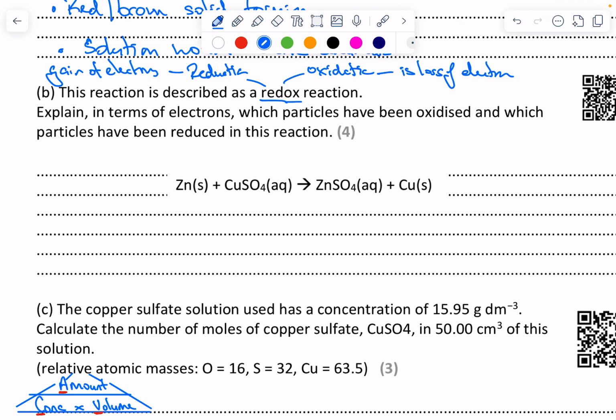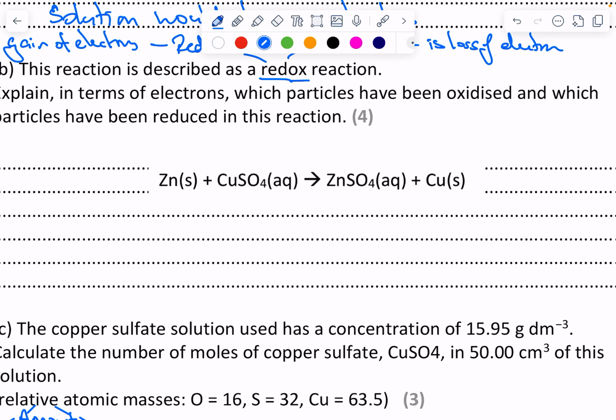So the way to do this is to put the charges into the ionic compound. So for example, Cu is a 2 plus and SO4 is a 2 minus. Zinc is also 2 plus and SO4 is 2 minus. And where the zinc is on its own, it's just 0 and 0. Let's look at the zinc first of all. Zinc has gone from having no charge to forming a 2 plus ion.